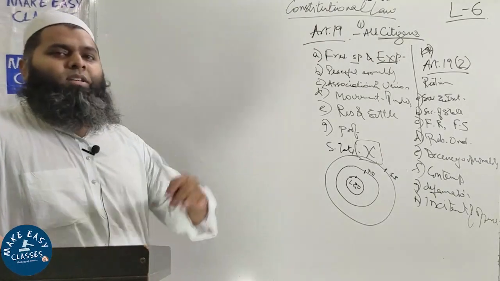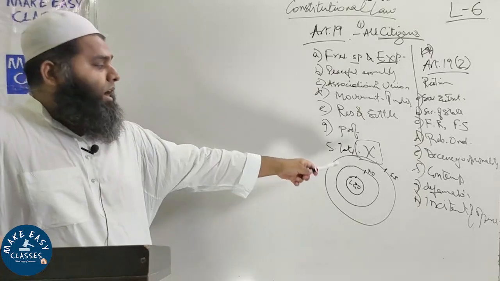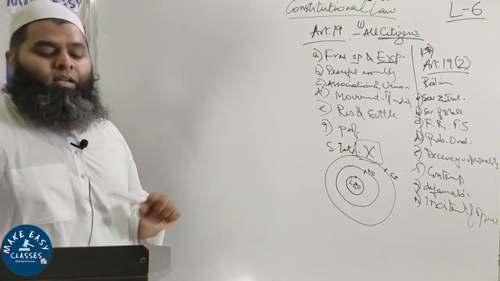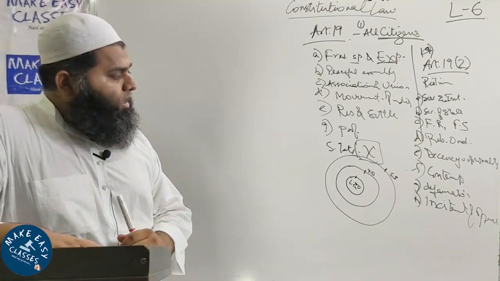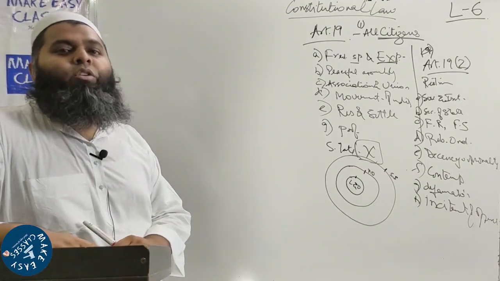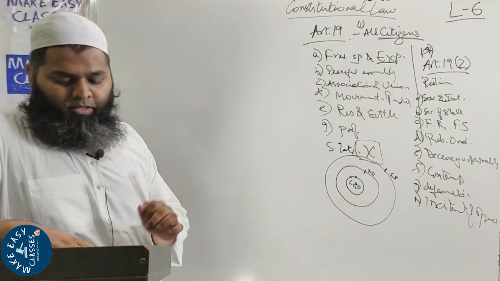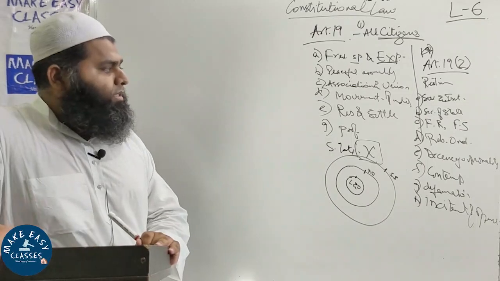और सिक्योरिटी ऑफ द स्टेट इज द आउटरमोस्ट concentric circle. You can see that this is the outermost circle, this is the security of the state. So this is easy to understand like this.